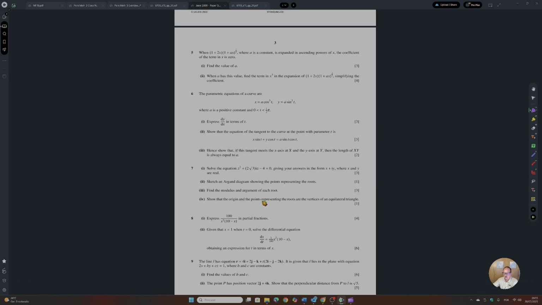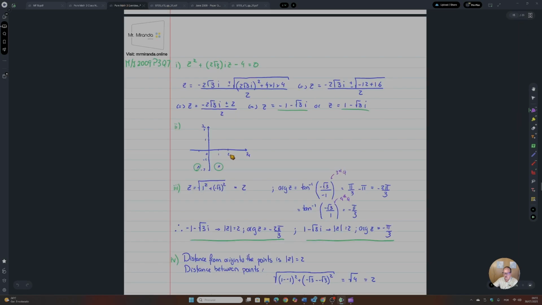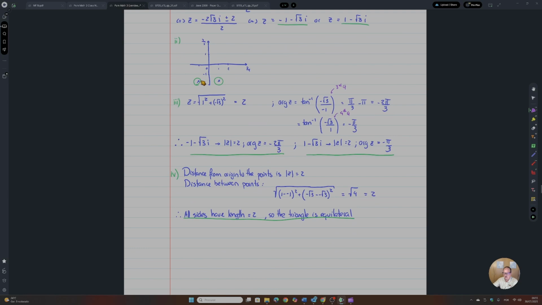Then, show that the origin and the points representing the roots are the vertices of an equilateral triangle. For you to prove that you have an equilateral triangle, you either calculate the angles, and they shall all be 60 degrees, or you just measure the lengths of each side, and they should all be the same. So imagine here a triangle. I didn't draw it. You know that the distance from the origin to the points, this distance over here and this distance over here, we just calculated them, and they are both 2. If this distance is also 2, then it is equilateral. And just by looking at the diagram, you can see that it is.